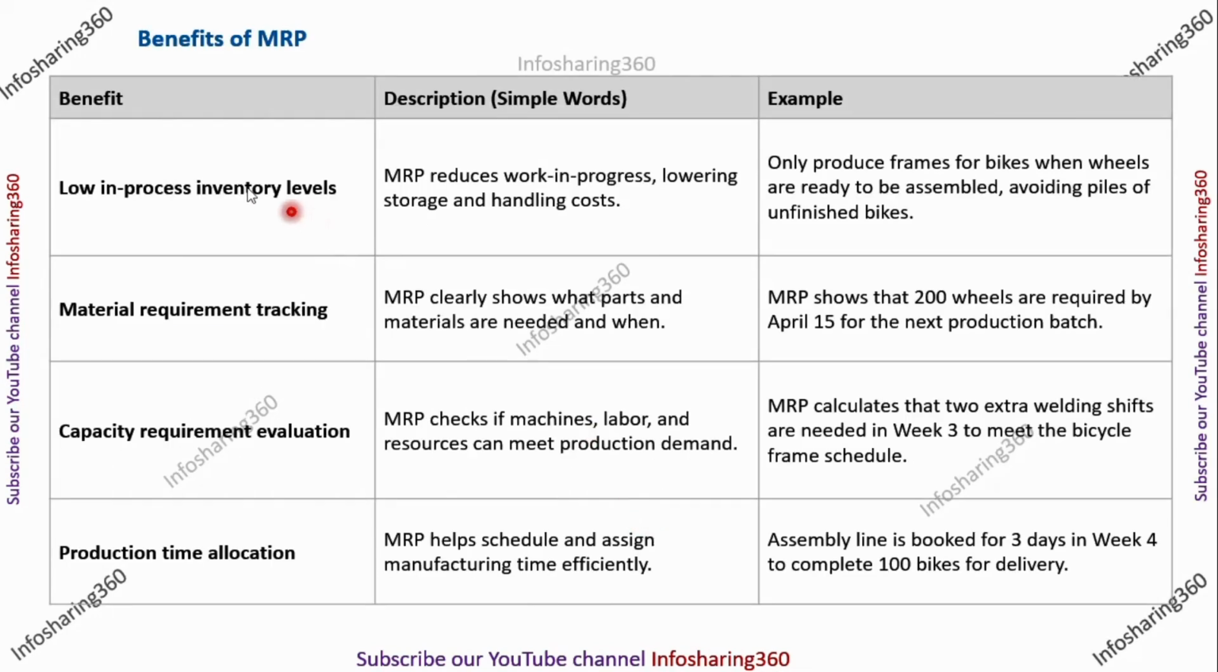In the last topic of this lecture, MRP delivers four key advantages for manufacturing. First, low in-process inventory levels reduces work in progress stock and associated storage costs. Second, material requirement tracking clearly shows what parts are needed and when they're required. Third, capacity requirement evaluation assesses whether production resources can meet demand. Fourth, production time allocation enables efficient scheduling of manufacturing time. Together, these optimize production flow while reducing waste.